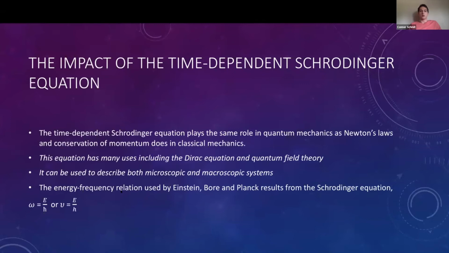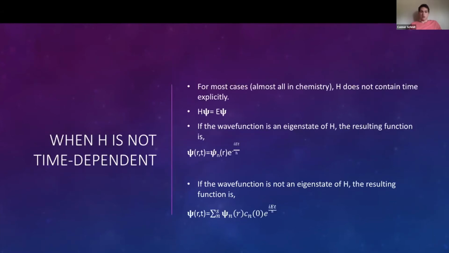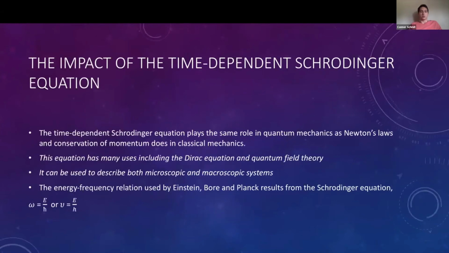The energy-frequency relation used by Einstein, Bohr, and Planck can be found in the equation when H is not time dependent. We can find E over h bar in the exponential, and that is the relationship used for many of their theories. And that's it.